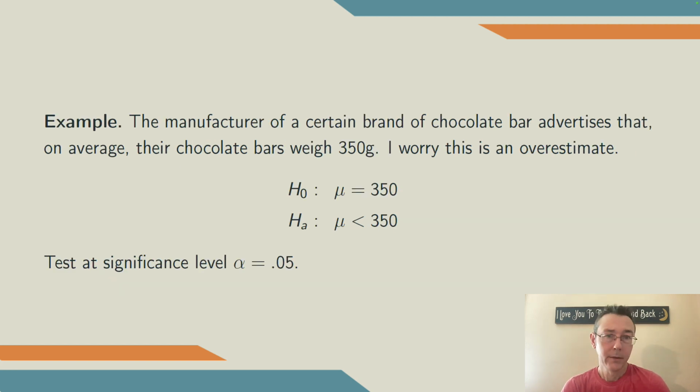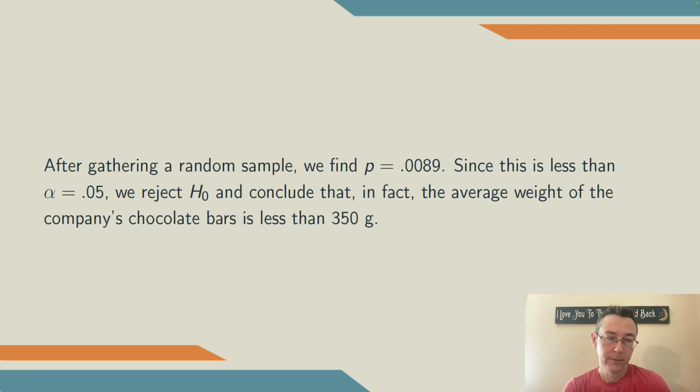An example. The manufacturer of a certain brand of chocolate bar advertises that, on average, their chocolate bars weigh 350 grams, but I worry that this is an overestimate. So, I have a null hypothesis of mu equals 350, the parameter value I'm interested in, and an alternative hypothesis, mu less than 350, the thing I'm actually expecting to gather evidence in favor of. I want to test at significance level alpha equals 0.05.